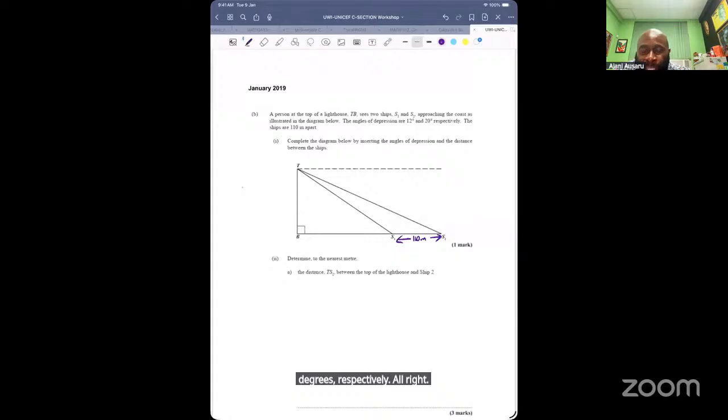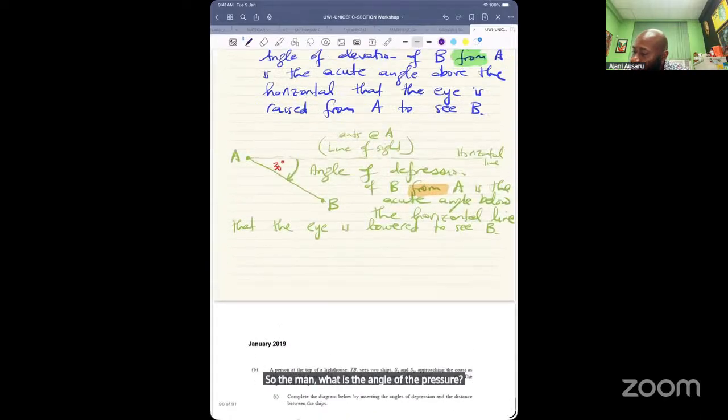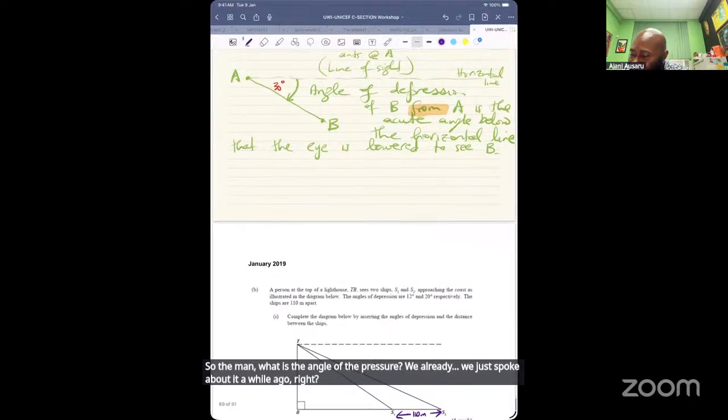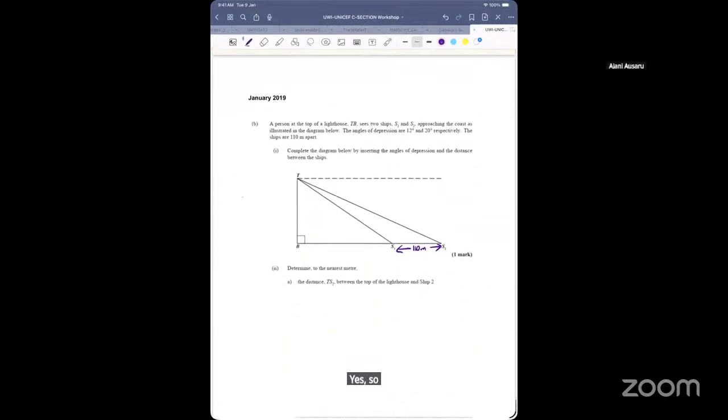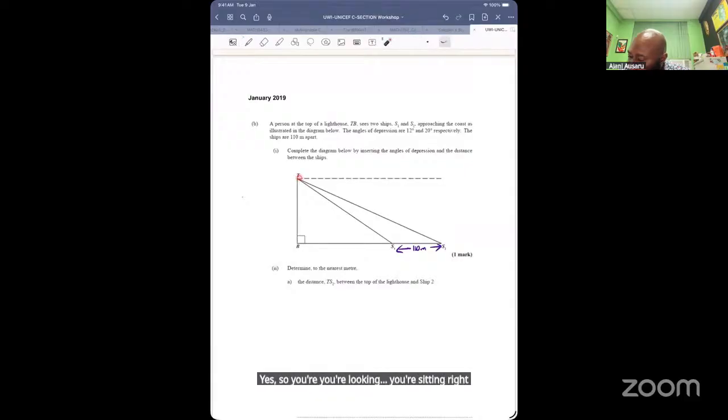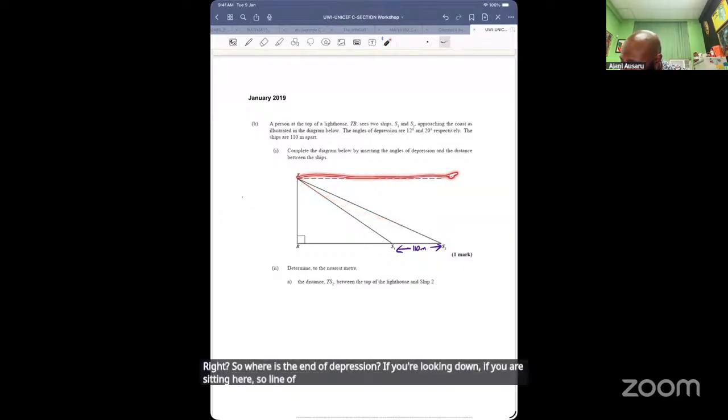So the man, what is the angle of depression? We just spoke about it a while ago, right? So you're looking down, right? You're sitting right here, and you're looking down to ship 2. You're looking down to ship 2. So where's the angle of depression? If you're sitting here, the line of sight is if you're looking straight ahead. If you're looking down to ship 2, where's the angle of depression?